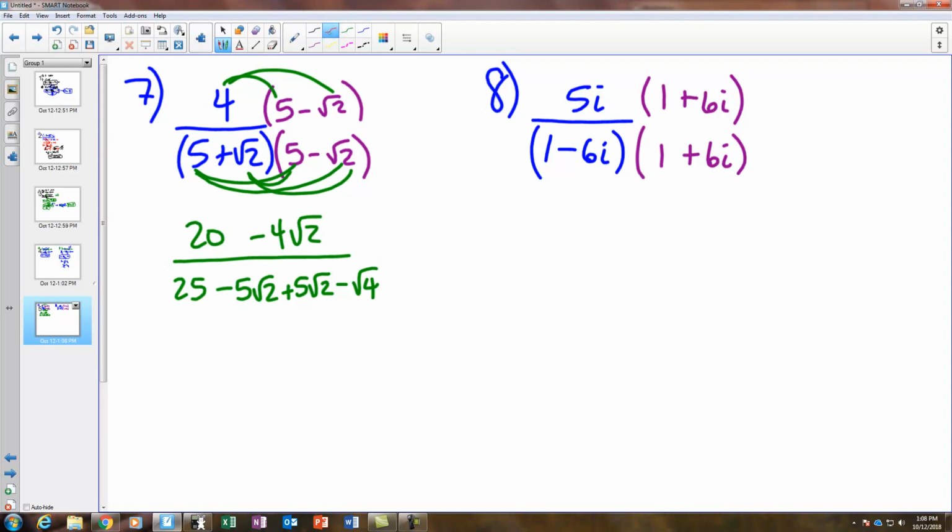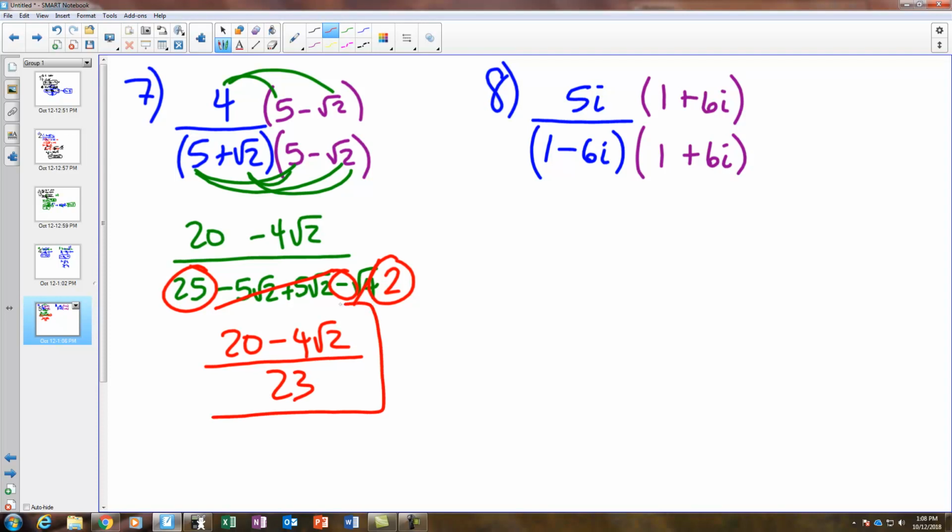All right, I'm going to go back and do some cleanup here real quick. These two guys should always cancel. And what's the square root of 4? That would be a 2. So I now have 20 minus 4 root 2 all over 25 minus 2. That would be 23. And I'm done. Okay, come over to question number 8.